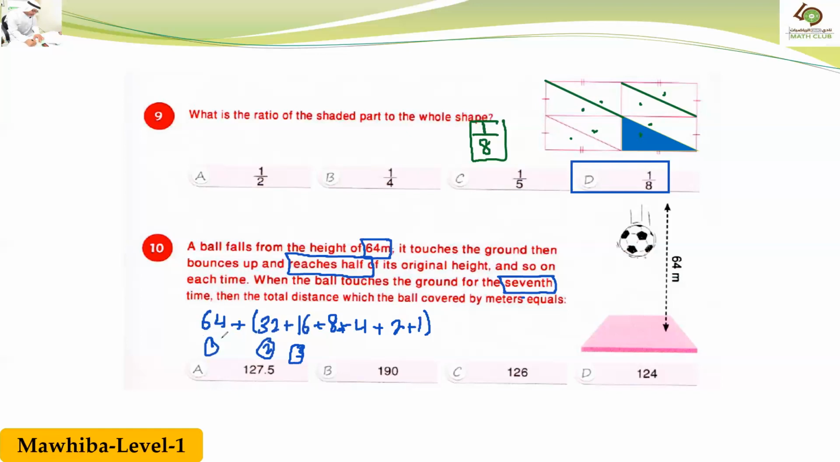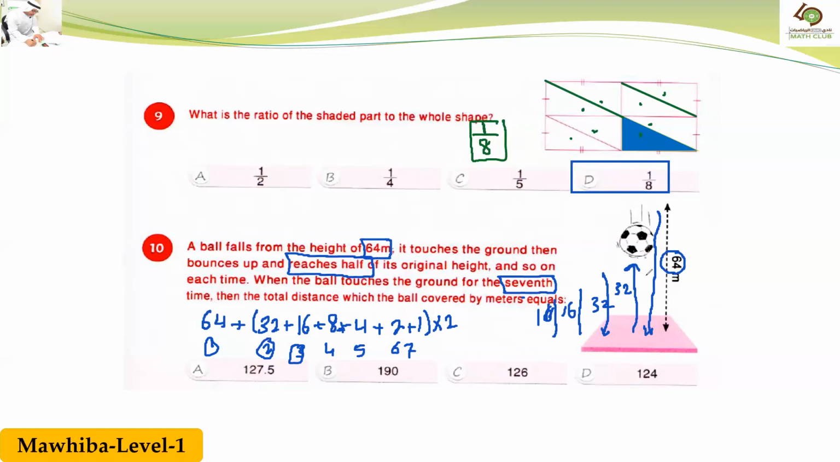Now, look here. We have a trick here. This is the first one, and this is the 4th, 5th, 6th, 7th time. Now, what about 32, 16, 8? Because here the ball falls from up, so we have 64 only one time. When the ball goes up half, 32, then it also comes down 32, right? Then when it goes up 16, it comes down also 16. So you multiply here by 2.